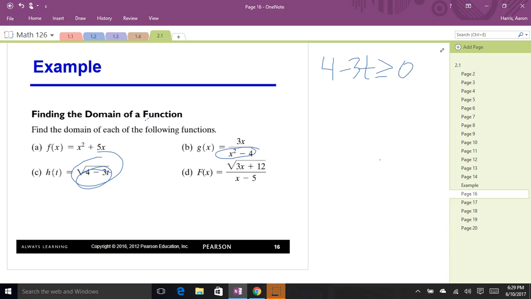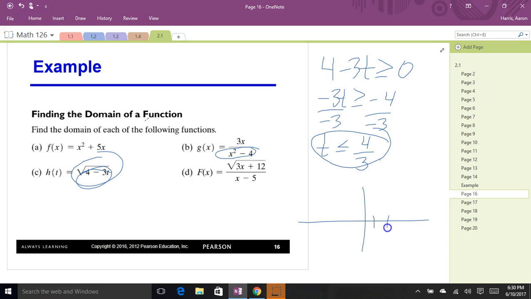This is what t can be. Right? We're working with t here instead of x. So you solve for t, so I subtract 4 from both sides. Divide by negative 3. Don't forget that when you divide by a negative, you got to flip that inequality. So this is what t can be. t can be less than or equal to 4/3.